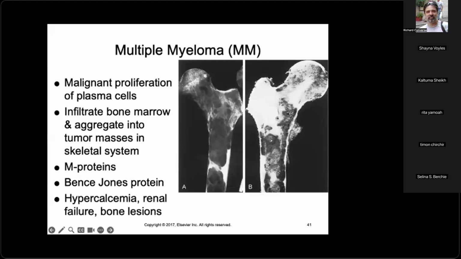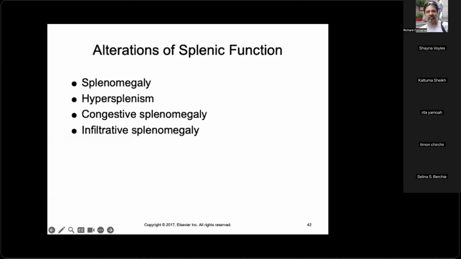Okay, so these malignant plasma cells infiltrate the marrow, aggregate into tumor masses. Okay, so they make that diagnostic antibody. Okay, and other markers include Bence-Jones protein. We see hypercalcemia, renal failure, and we see bone lesions as well.